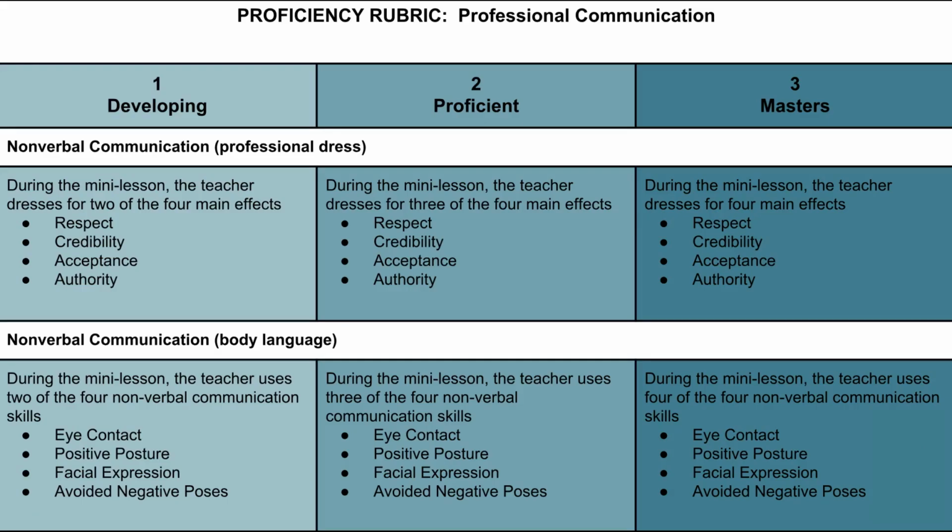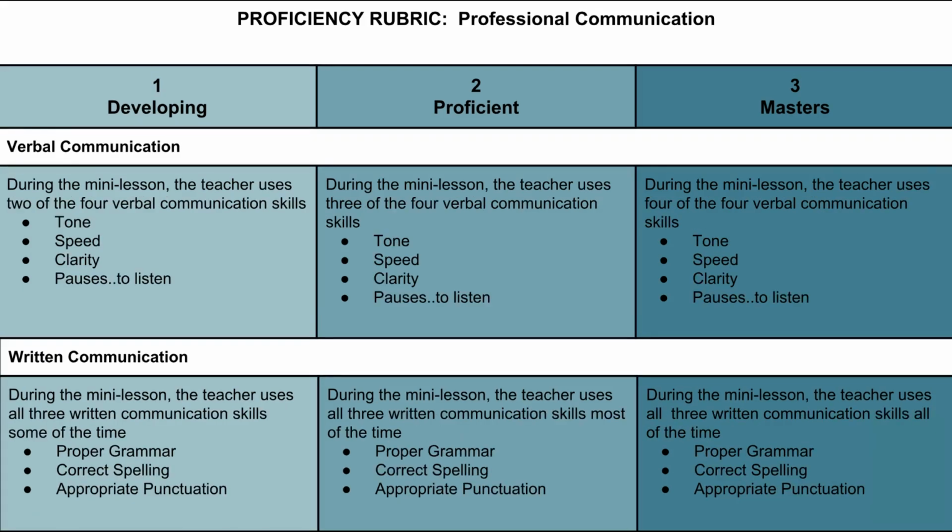At the conclusion of this course, you'll have an opportunity to demonstrate your understanding of this learning objective by participating in a demonstration lab, sponsored by Region 11 Certification Team. During the mini lesson, you'll dress professionally and use 3 to 4 nonverbal communication skills. In addition, you'll aim to use 3 to 4 verbal skills and all 3 written communication skills. Check out this rubric to see how those areas are measured.